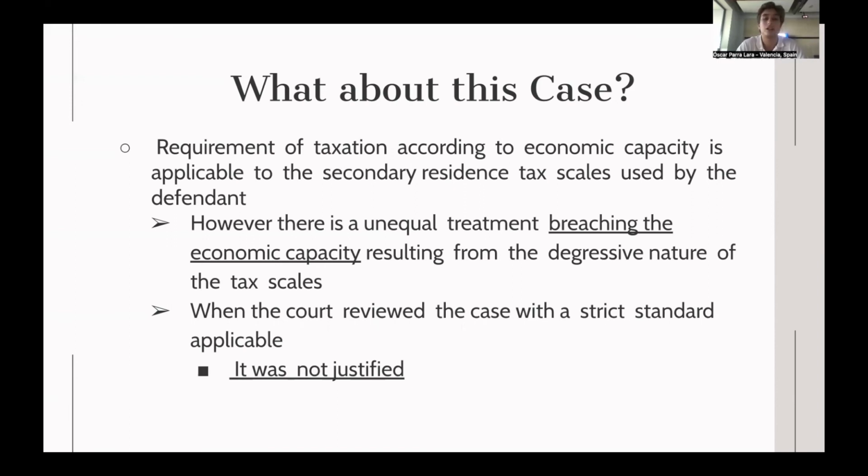Measured against these standards, the courts found that the taxation bylaws are no longer justified, be it for the simplification requirements or the raising tax revenues, or finally the steering purposes, as all of these justifications could be used if we did a progressive tax instead of a degressive tax.